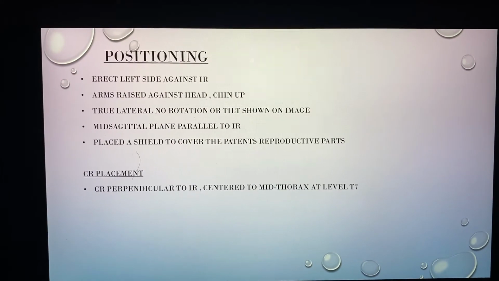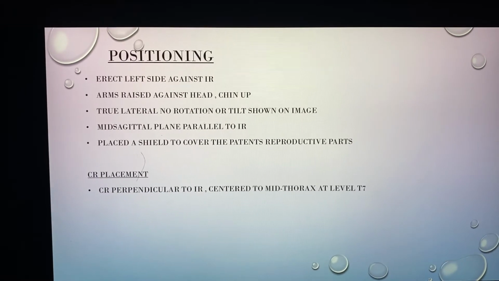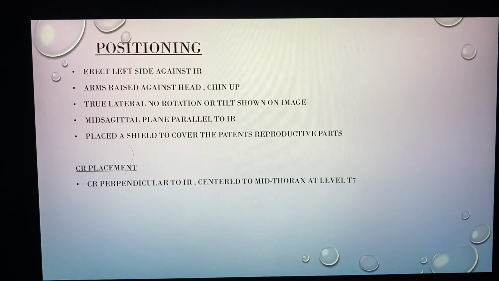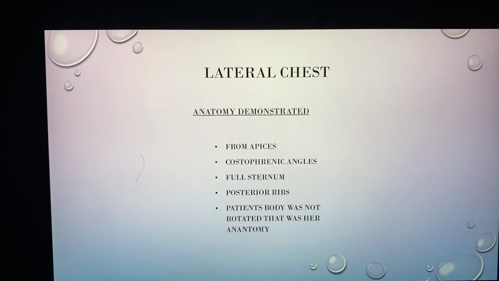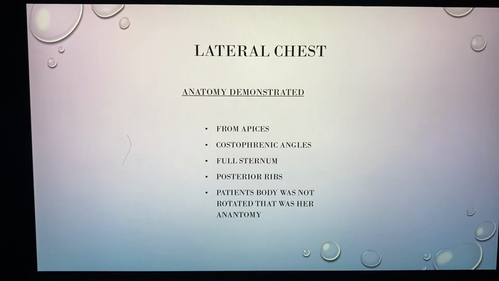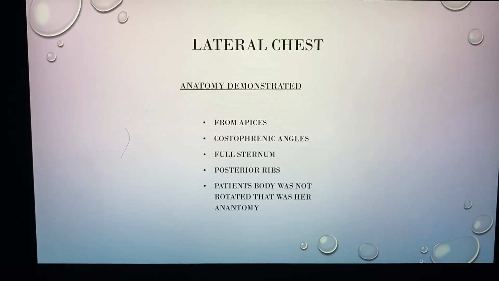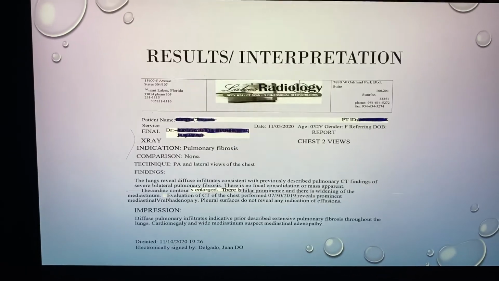Position the patient erect, left side against the IR. Arms raised above her head, her chin up, true lateral, there was no rotation. The mid-sagittal plane was parallel to the IR. Place a shield to cover the patient's reproductive parts as well. CR placement was perpendicular to IR, centered to mid-thorax at the level of T7. The anatomy demonstrated was her apices, costophrenic angles, full sternum, and posterior ribs. The body was not rotated. That was just the patient's anatomy.